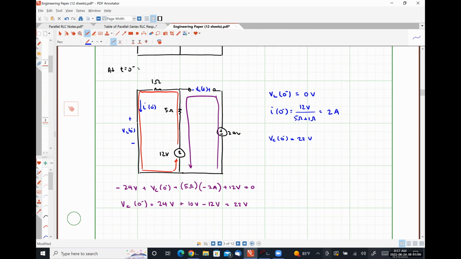All right, anybody have any questions, comments, or concerns regarding my analysis here at t equals 0 minus?